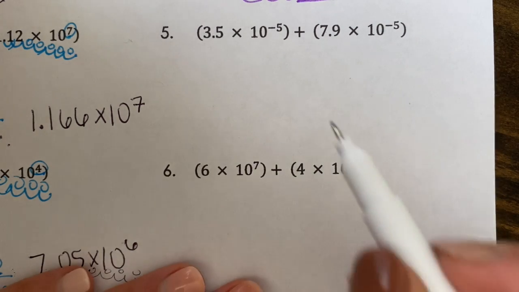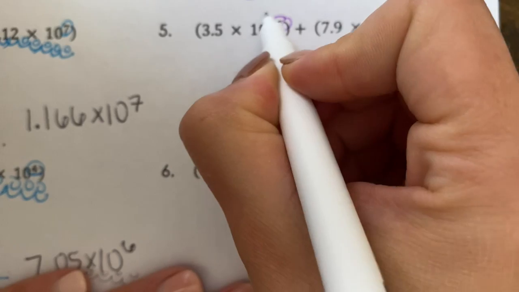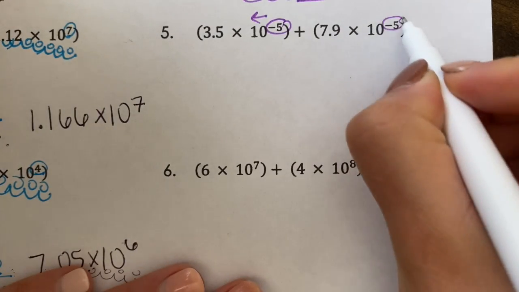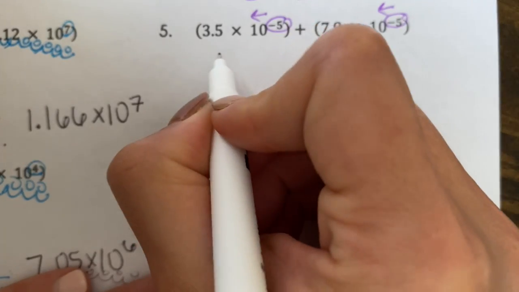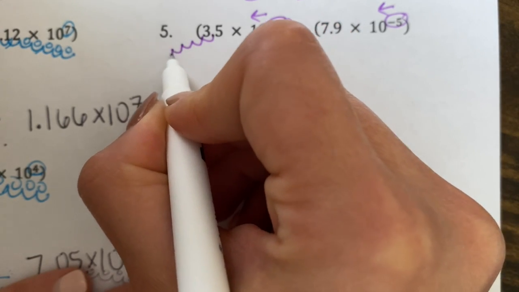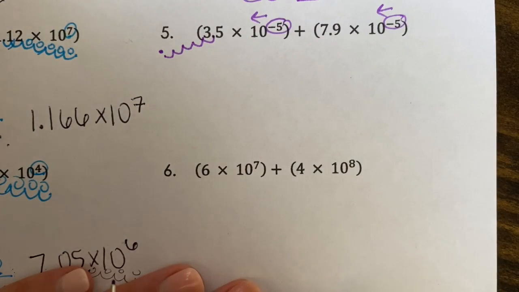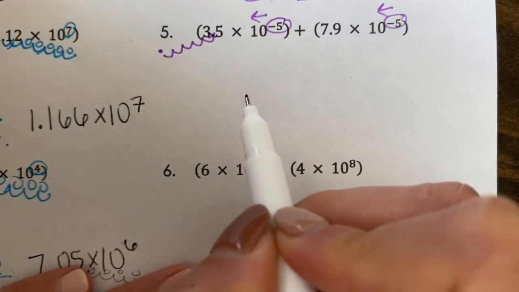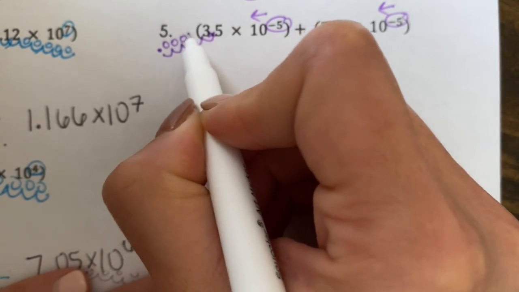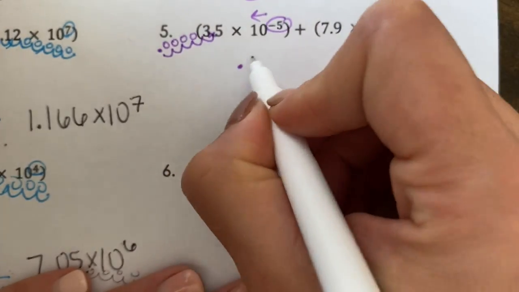But let's go ahead. So this time, remember, we're gonna move our decimal 5 left. Same thing, 5 left. 1, 2, 3, 4, 5. Remember, your decimal is in front. Do not leave that decimal here. You have 1, 2, 3, 4 zeros. 0.1.